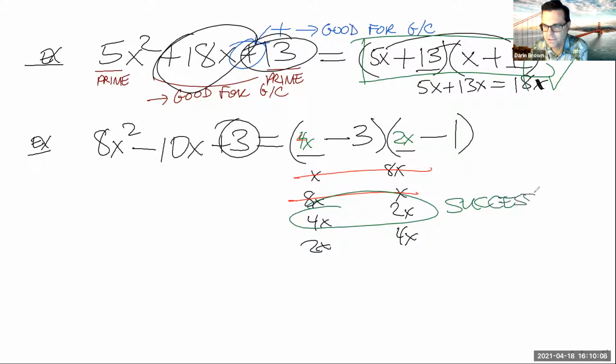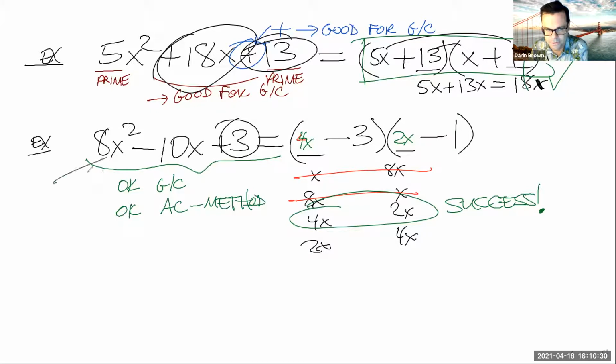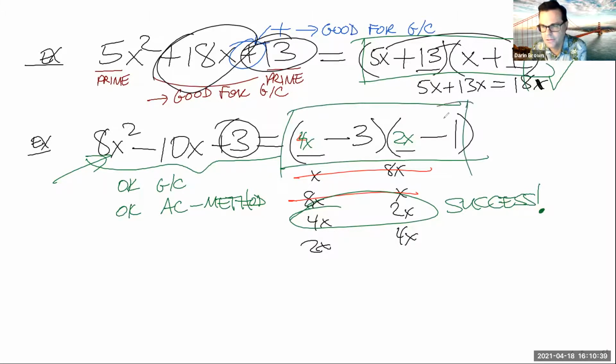Success. So notice, what I'm going through here is something that, if you have some facility doing this mentally inside your head, would be okay. But this would be perfect. This would be one that would be okay by guess and check, but it'd also be okay by the AC method, the step-by-step method. I'll show you in a minute. In fact, I'll go back and show you how you can do this if you don't want to try and do it by trial and error. So in any case, we get 4x minus 3, 2x minus 1.